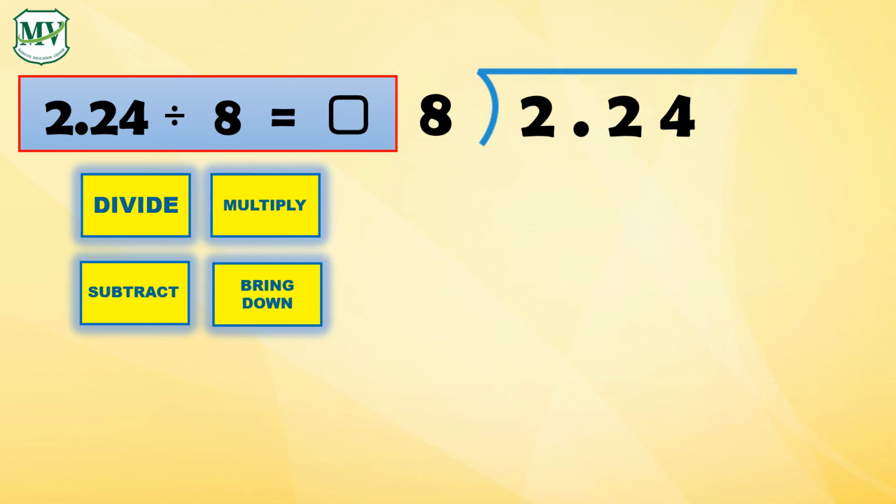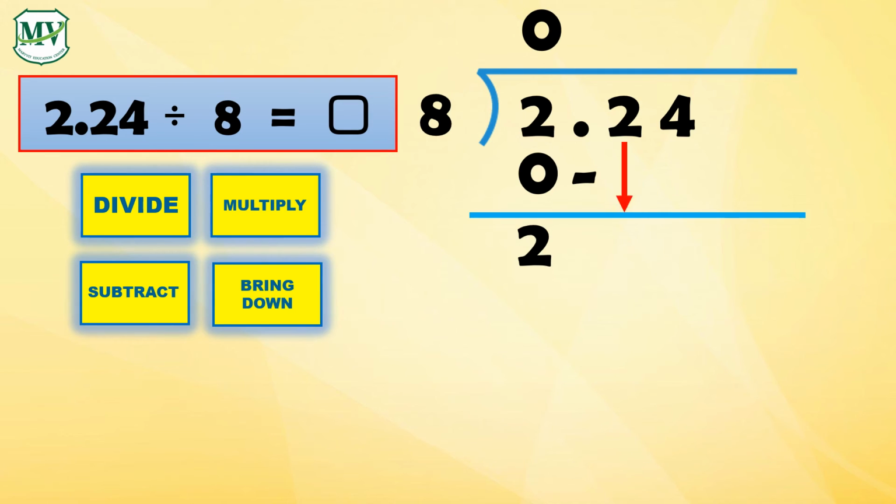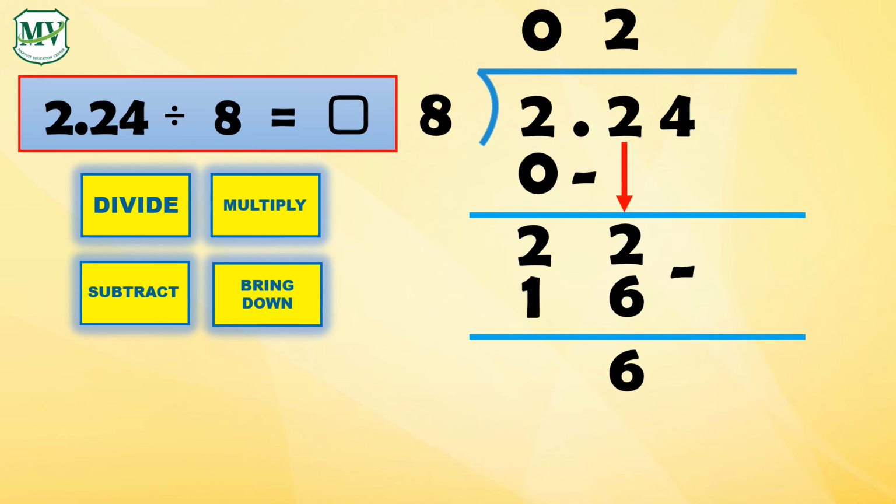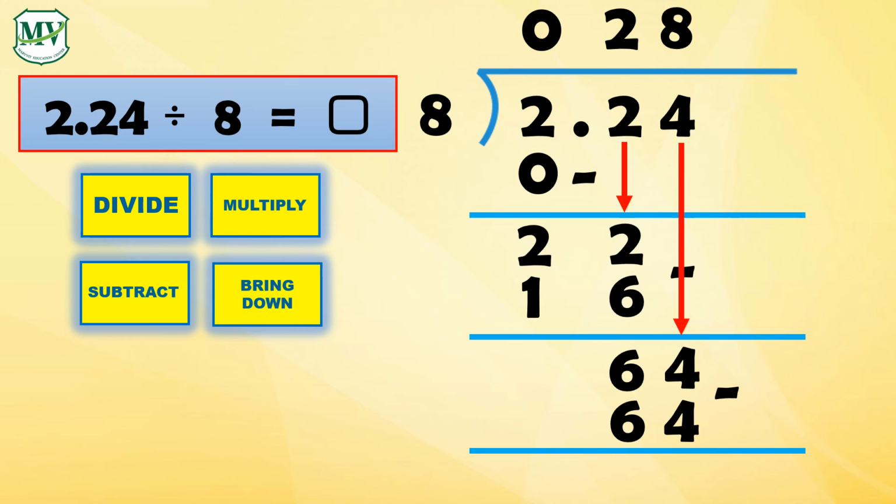2 divided by 8 cannot be, so we're just going to put 0 on the top of 2. 0 multiplied by 8, we get 0. We subtract, then we bring down 2. 22 divided by 8 will get 2. 2 times 8, we get 16. Same, we subtract, and we bring down. We divide 64 by 8, we get 8. We multiply, we get 64. We subtract, we get the answer. Are we done yet?